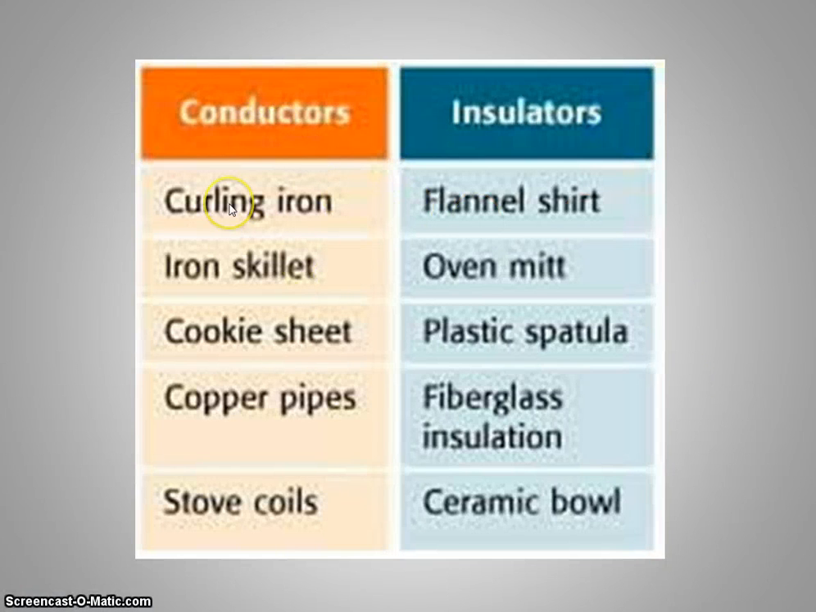Some good conductors: a curling iron made of metal, an iron skillet made of metal, a cookie sheet made of metal. All these things are good conductors, made of metal. Insulators, right? They're made of fabric. They're made of things that don't contain metals, so they're insulators. They're not good conductors.